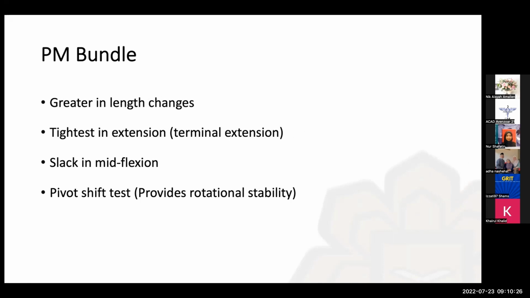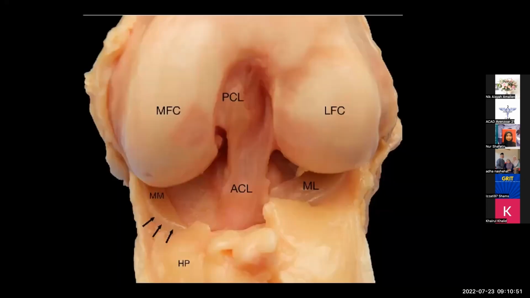So actually we are assessing the PM bundle, which provides the rotational stability. Like I said earlier, the first function is to prevent anterior over-translation. The second is rotational stability. So the AM bundle prevents over-translation of the tibia over the femur, and the PM bundle provides the rotational stability, in a biomechanics study.